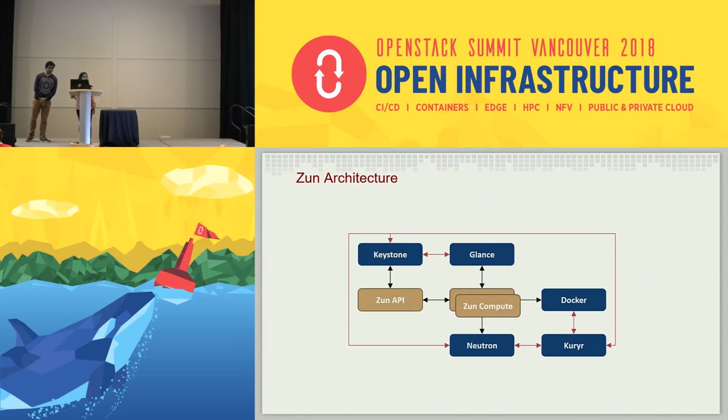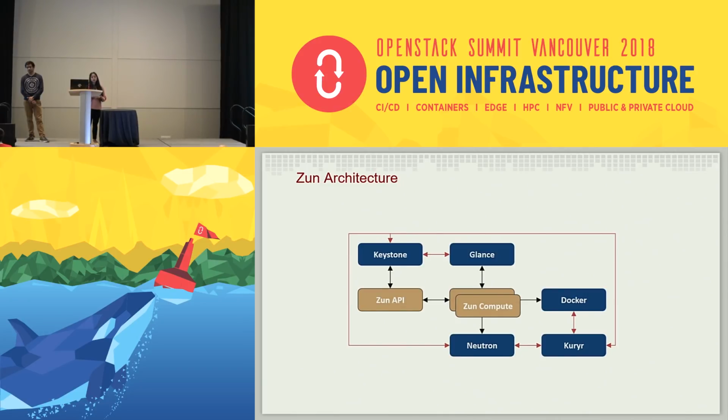So this is a very simple diagram of the architecture of Zun and the components there in Zun. We mostly have just two components. One is the Zun API and the other one is the Zun compute. You can have multiple instances of compute services running and a Zun API service to talk to this Zun compute. Zun compute is the important service which does all the processing.